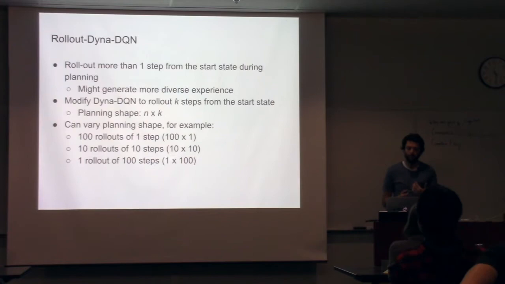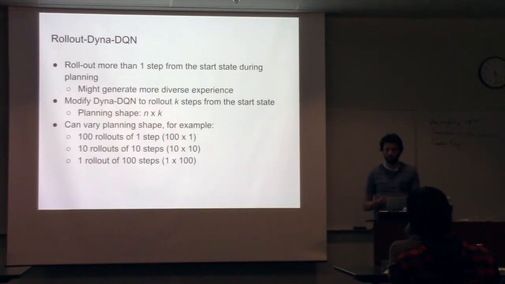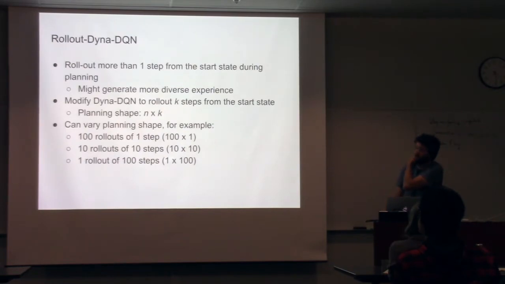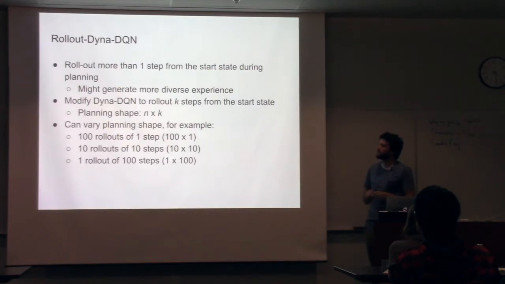So when we load a state, we roll out multiple steps with the current policy. This might generate more diverse experience. So it's pretty straightforward to modify Dyna-DQN. Instead of rolling out a single step, we roll out k steps from the selected start state. And that gives us a planning shape. So for one planning period, we can do n iterations of k steps. We would load n states, and from each of those states, roll out k steps with the current policy.